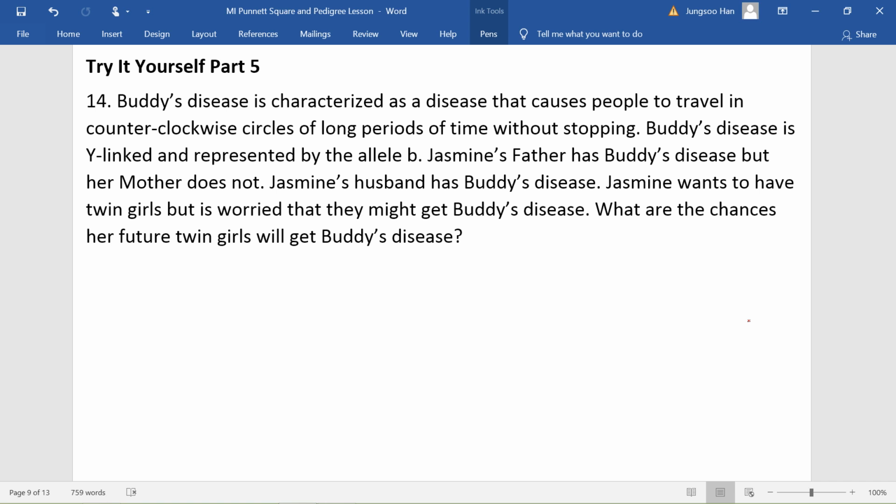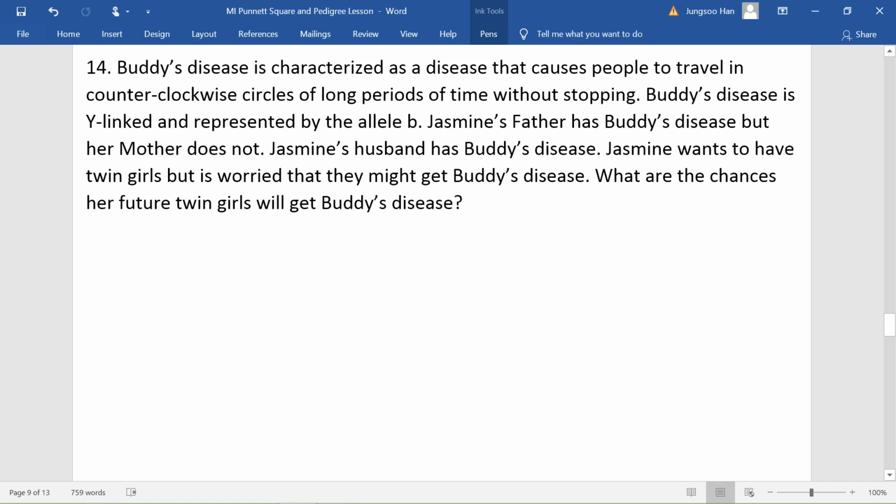Okay, so pause it and go ahead and solve it. Okay, so let's try solving it right here. Okay, so there's a lot of information here. So it's a Y-linked disease. So we know that Jasmine's father has Buddy's disease, but her mother does not. Okay, since it's a Y-linked disease, the allele is only on the Y sex chromosome.